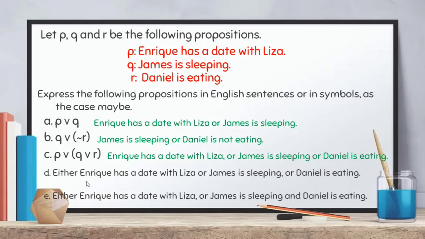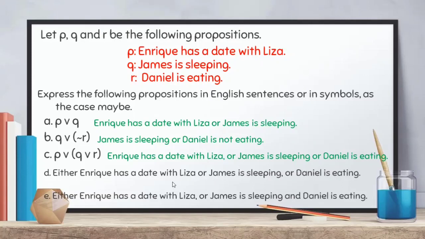Right? Now let's go to our letter D. This time we have our English statement, and we are going to convert this using our symbols. So we have here, either Enrique has a date with Liza, or James is sleeping, or Daniel is eating. What do you think our symbol will look like?